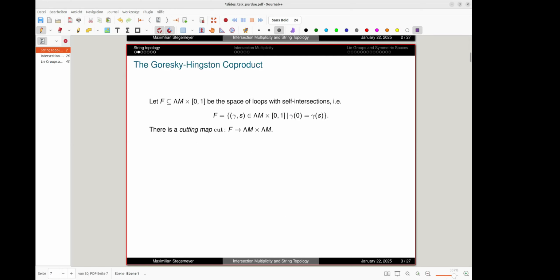Okay, but first I want to give a definition of the coproduct, maybe not with all details, but I want to talk about the main idea. What we look at is the space of loops with self-intersections, but in a parameterized way. Here I look at the space F. These are pairs of a loop and a time in the unit interval, such that the loop has a self-intersection. So I have a loop with a basepoint self-intersection. Here we don't look at arbitrary intersections of the loop, but at basepoint intersections, and then we also remember the time where this happens.